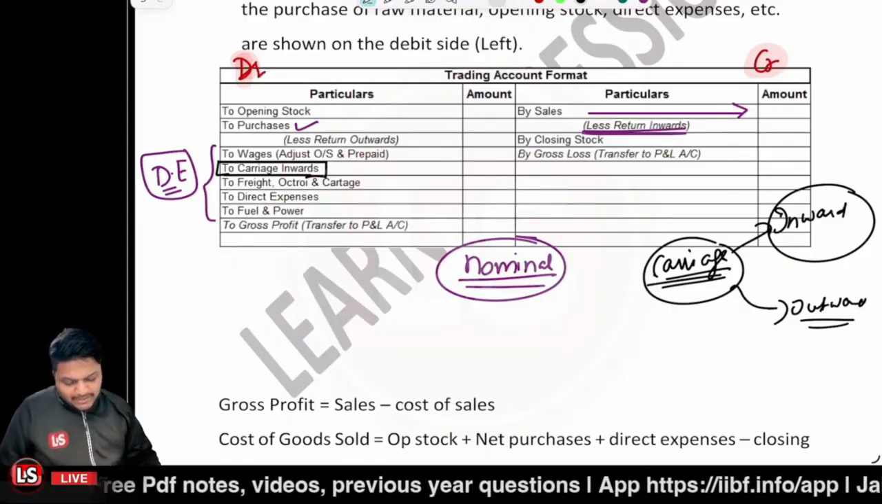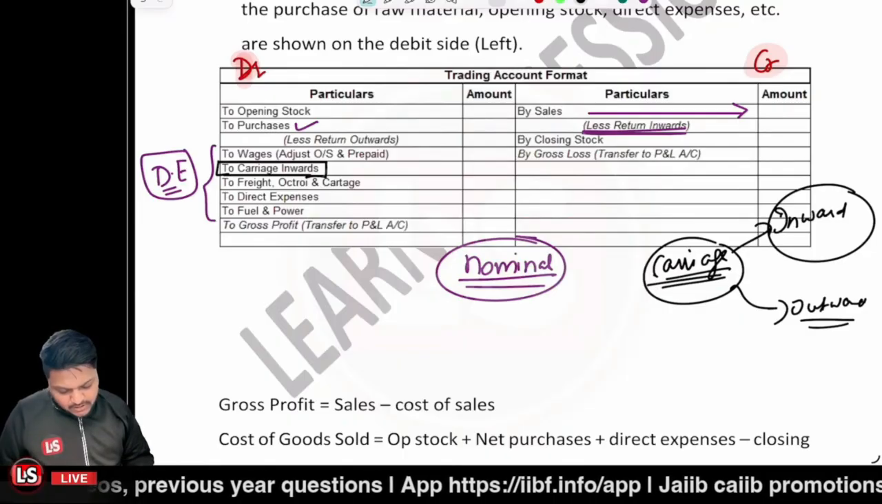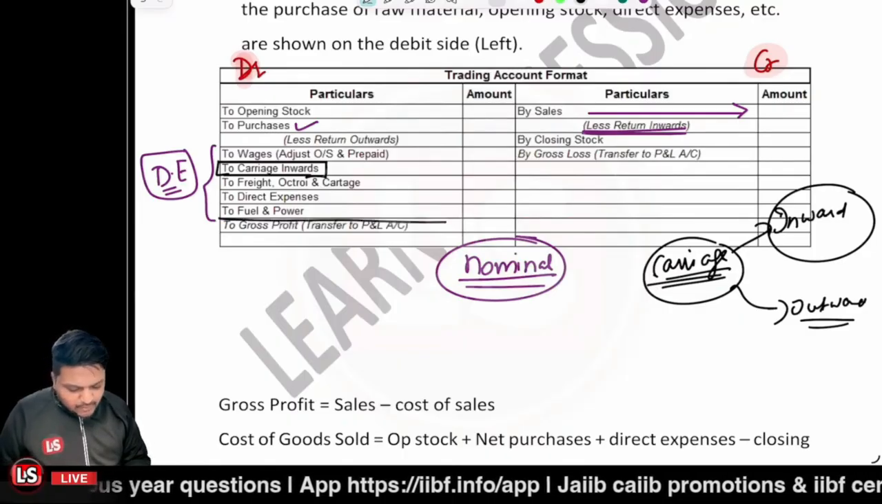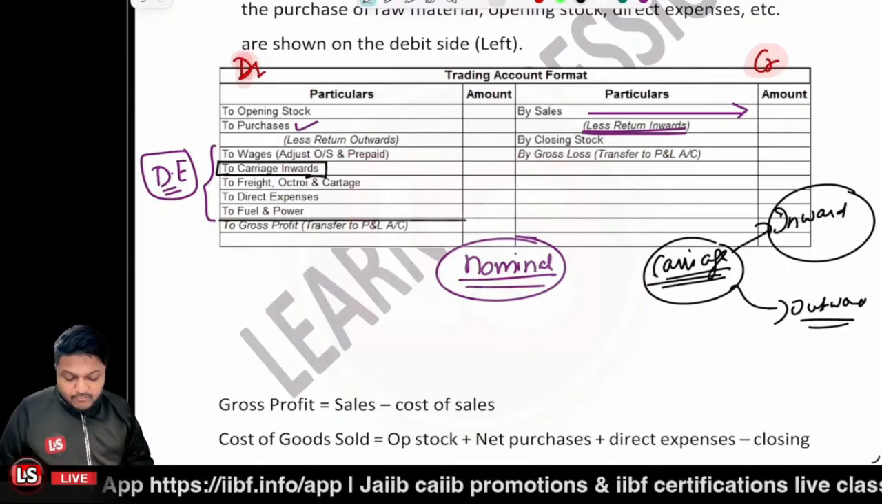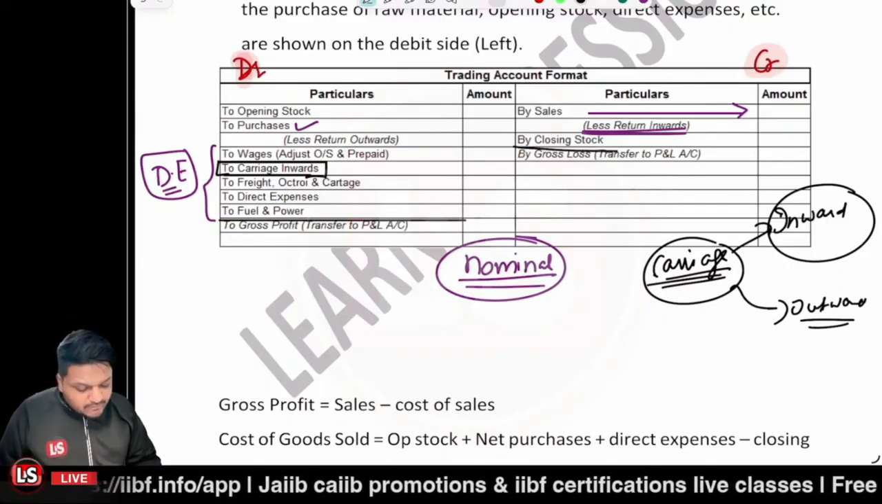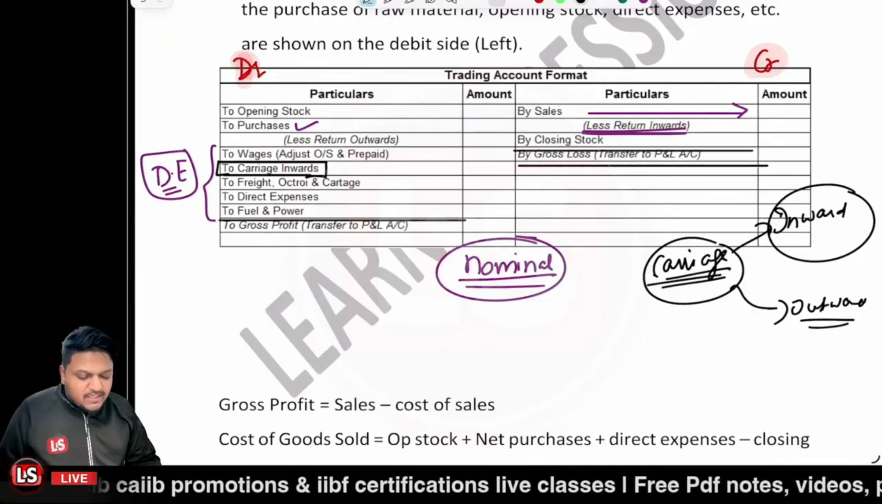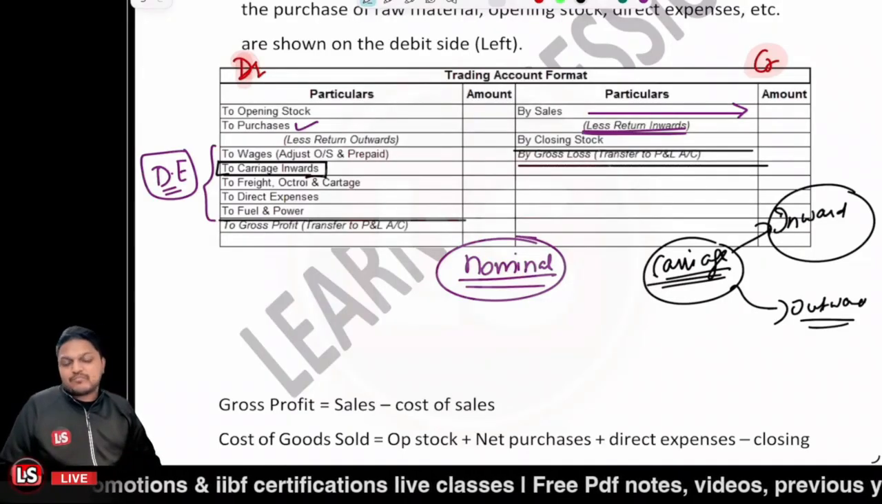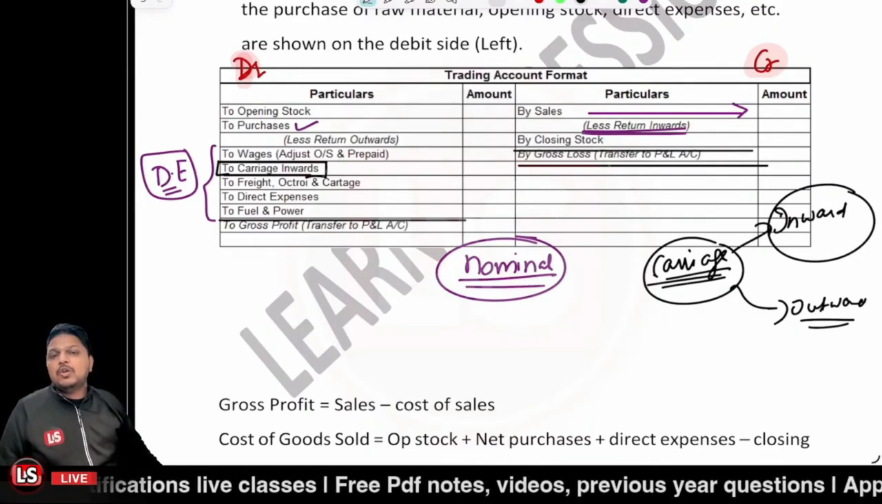Okay, in the very end, you will have either a gross profit or a gross loss. If it is a gross profit, it will be on the debit side. And if it's a gross loss, it will be on the credit side, right? And this balance is then transferred to the profit and loss account.